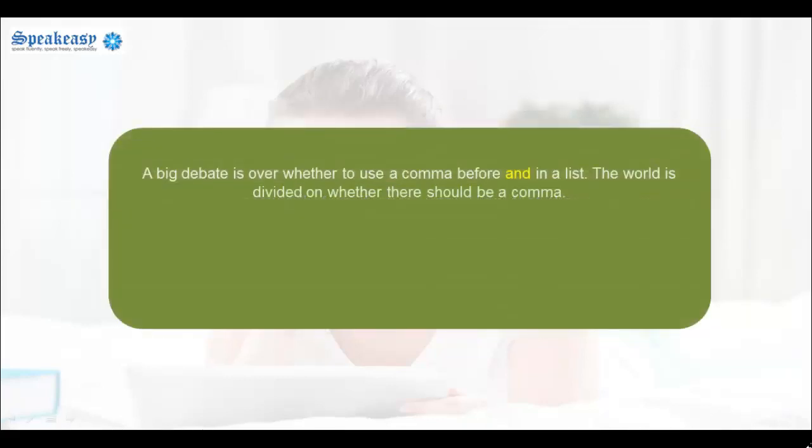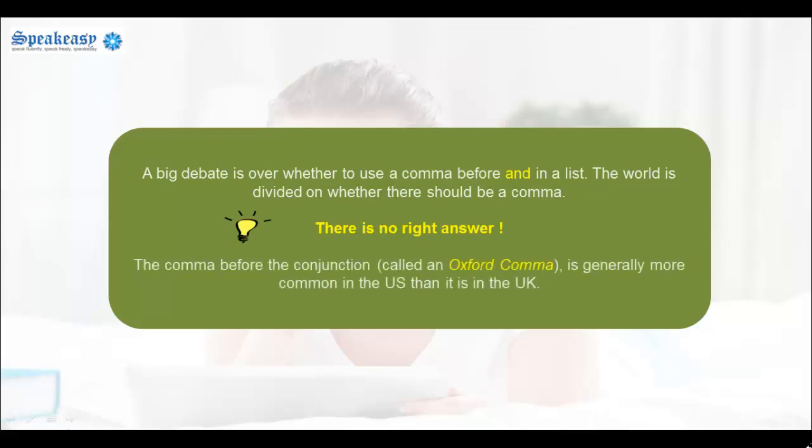A big debate in the English language is over whether to use a comma before "and" in a list. The world is divided on whether there should be a comma. The truth is there isn't a right answer. The comma before the conjunction is called an Oxford comma, and it's generally more common in the United States than it is in the United Kingdom.